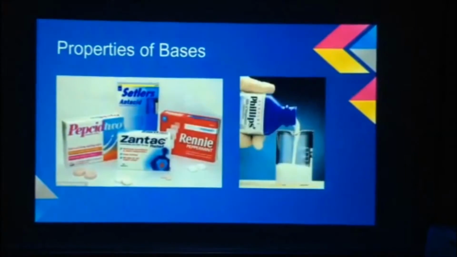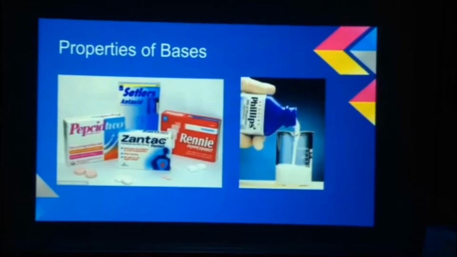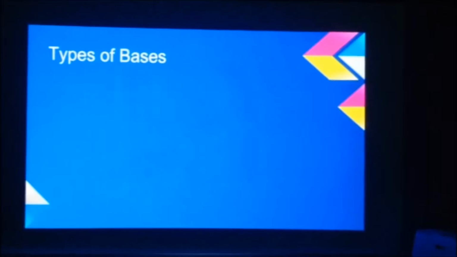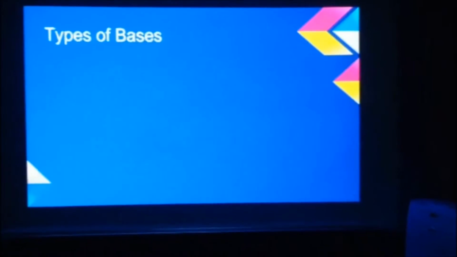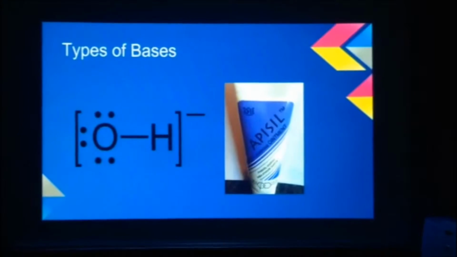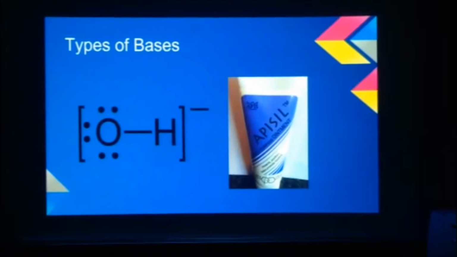Properties of a base: bitter taste, slippery feel, changes litmus paper from red to blue, reacts with acid to produce salt and water, and electrolytes. There are different types of bases that depend on how strong or weak the base is. For example, a base that is a strong electrolyte, or a strong conductor of electricity, is a strong base.